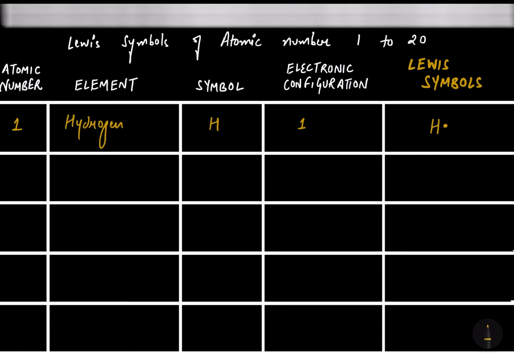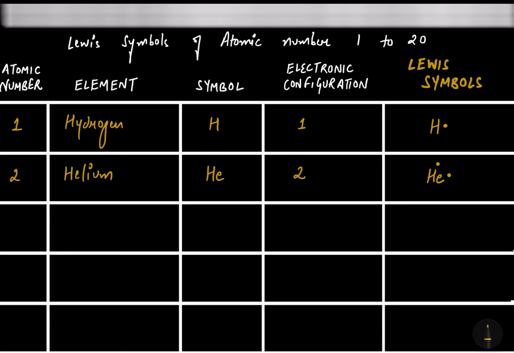Now let's talk about atomic number 2. It's helium. The symbol for helium is He. The electronic configuration will be 2. Here again the shell is only 1 and the electrons are 2 in the first shell, which is the valence shell. So the Lewis symbol for helium comes out to be He with 2 dots, that is 2 electrons.